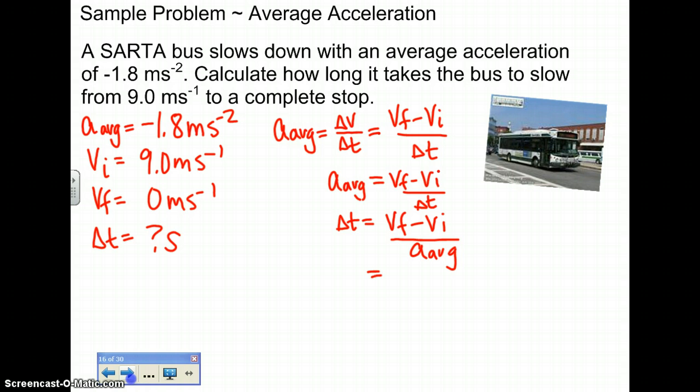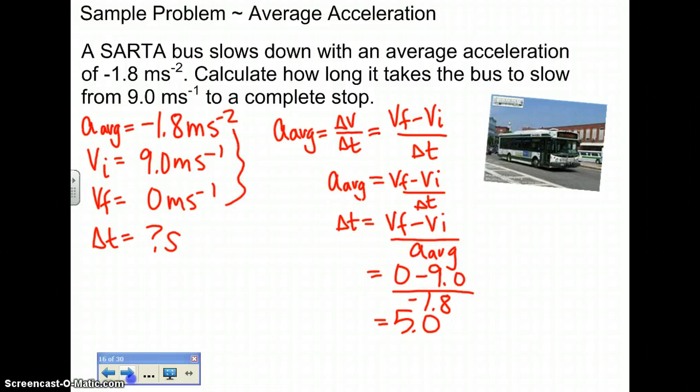Plugging in then, that gives you 0 minus 9.0 divided by a negative 1.8. So 0 minus 9.0 is negative 9.0 divided by a negative 1.8. Please put that in your calculators. 9.0 divided by 1.8. And I left the negatives out because clearly it's going to be a positive number. So putting that in your calculator, 9 divided by 1.8, what do you see? Write it down. 5.0 is what you should see on your calculator.